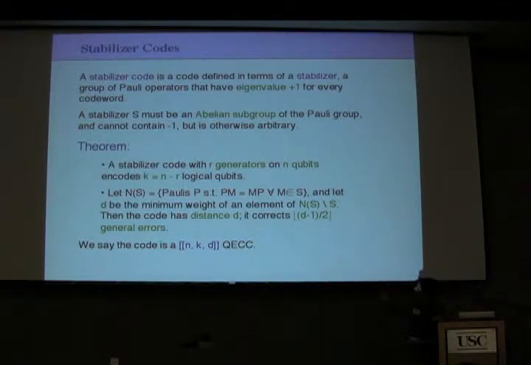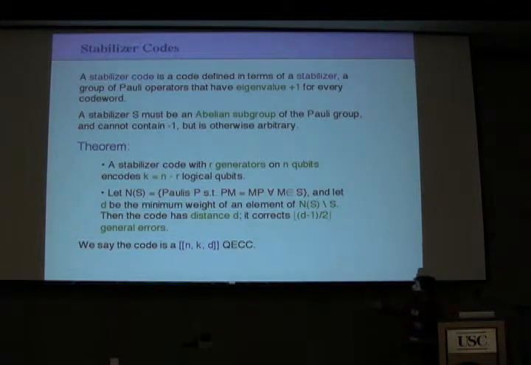So one interesting fact about the Paulis is that pairs of them either commute or anti-commute. But to define a stabilizer code, we're going to define a group of things that all commute with each other. It's an abelian subgroup of the Pauli group. And what we're going to do is define the code to be the plus one eigenspace of this abelian subgroup. So we should make sure this abelian subgroup doesn't contain minus one, right? Because minus one obviously doesn't have any plus one eigenvalues.